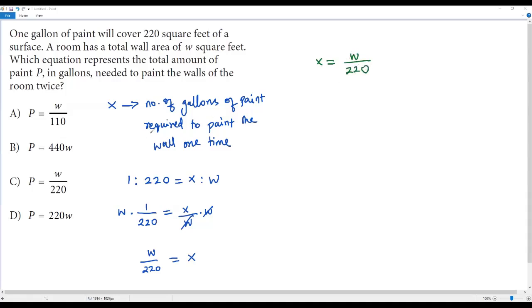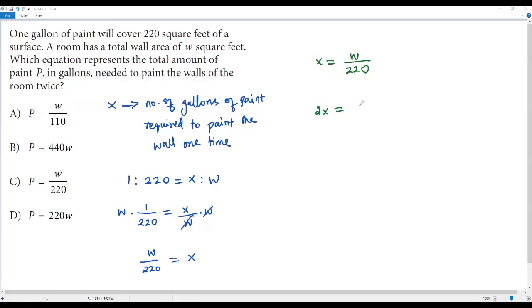We have assumed X as the number of gallons of paint required to paint the walls of the room one time. But according to the question, we have to find the number of gallons of paint required to paint the walls of the room twice. So what do we have to do? It's very simple. We just have to multiply this X by 2, so let's multiply both sides by 2.